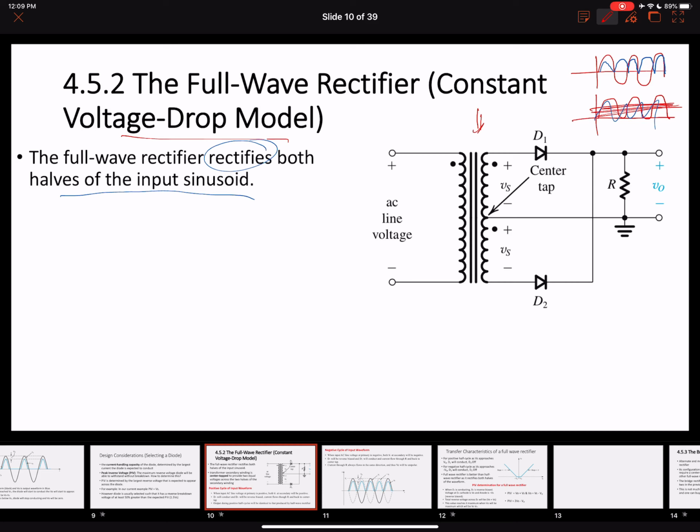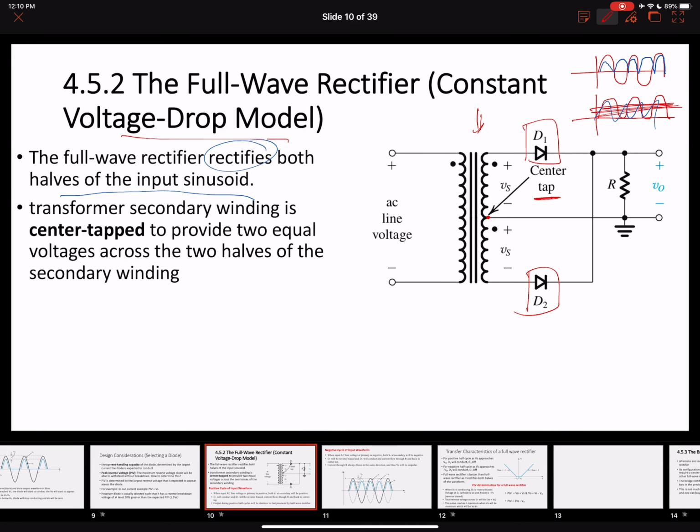And we connect these two diodes in this way. This transformer is a special type of transformer called a center tap transformer. In this center tap transformer, we take another connection from almost the middle of the windings, such that we can divide the secondary winding into two halves, and a similar voltage appears across both halves of the secondary winding. So now our secondary winding is center tapped.